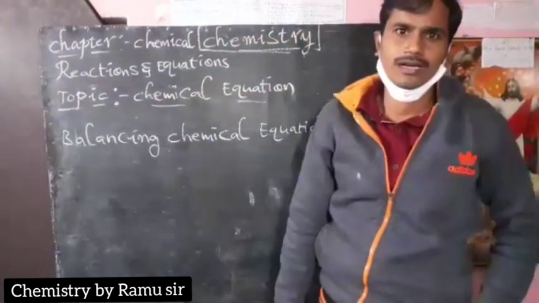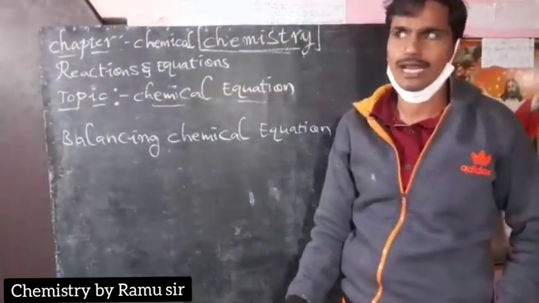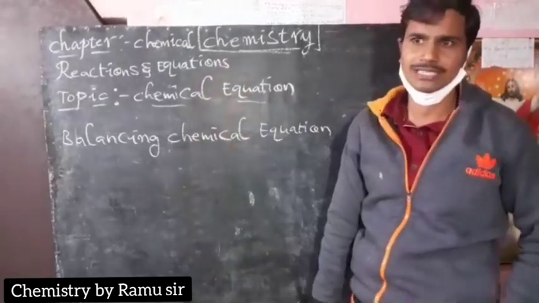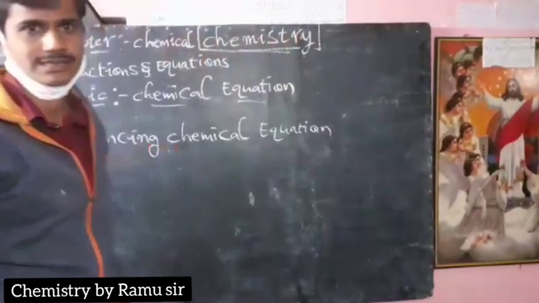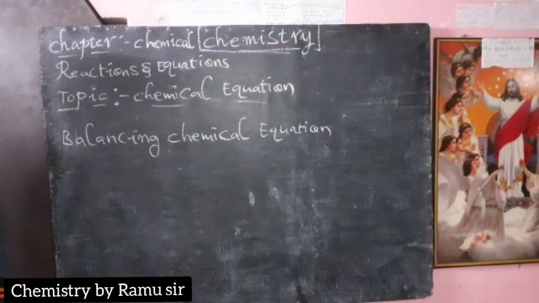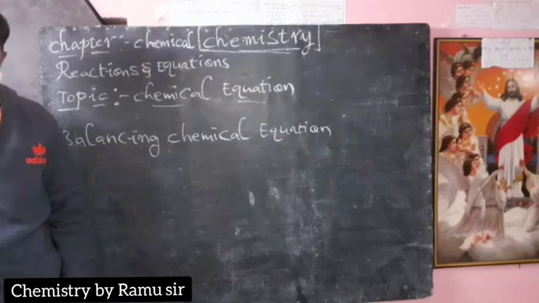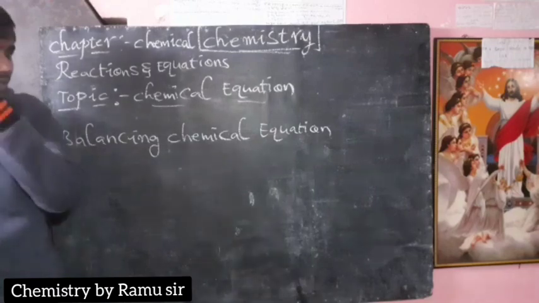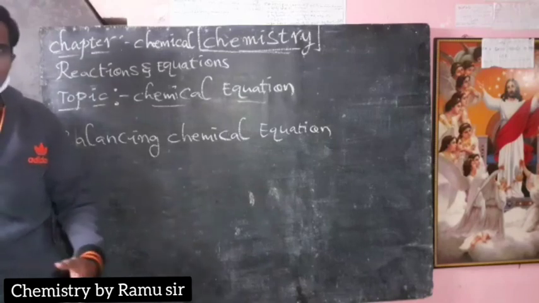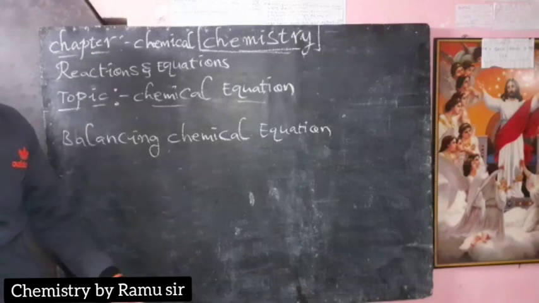Already we discussed in the last class. I started chemical reactions and equations in the last class. In that chapter, we already discussed some activities. What are those? How sodium sulfate reacts with barium chloride, and what products are obtained. In the same way, how zinc metal reacts with hydrochloric acid, which gas is liberated. These things we discussed in the last class.